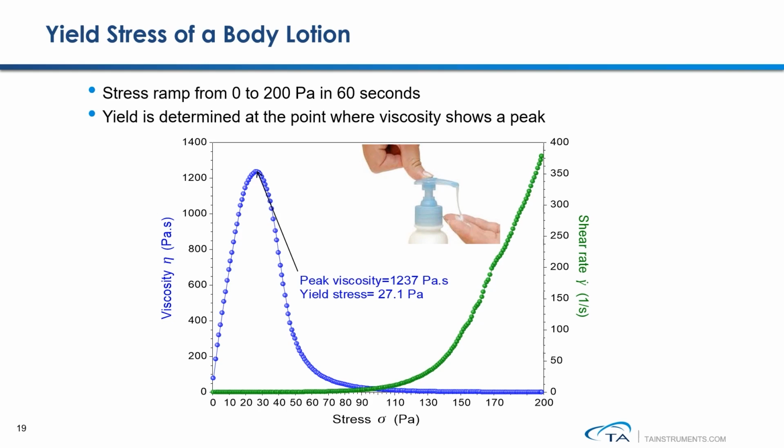Here is an example of measuring the yield stress of a body lotion sample. In this test, the sample is loaded between 40 mm sandblasted parallel plates. Shear stress is ramped from 0 up to 200 pascals in 60 seconds. After the test is finished, we plot viscosity versus shear stress in linear scale. Yield is determined at the point where viscosity shows a peak. So as we can see from these results, under these particular test conditions, the yield stress of this particular body lotion sample is observed at 27 pascals.